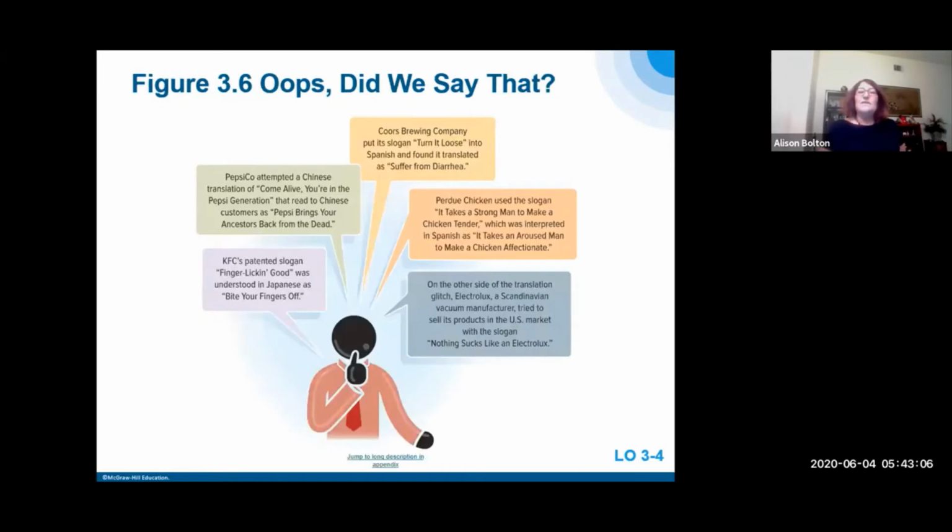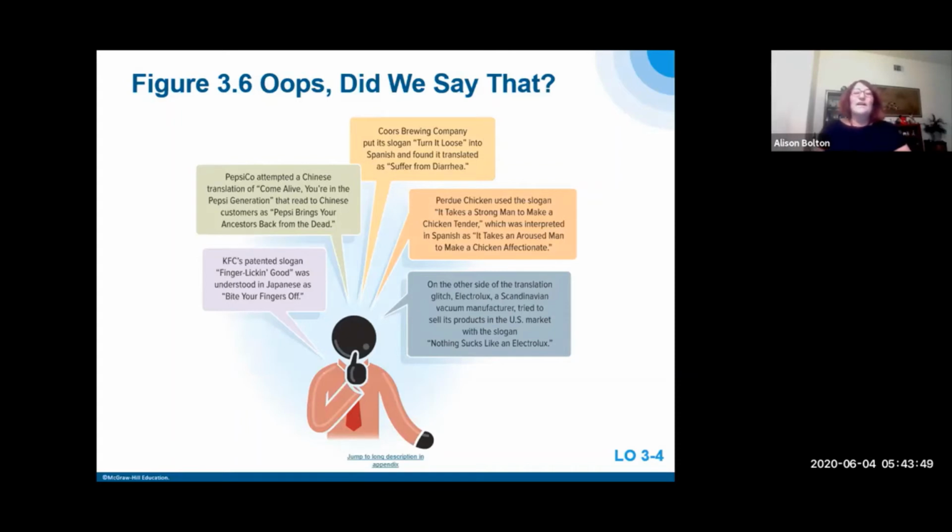And these are the things we need to look at, how we're communicating. Did we say that? There are terms that we in the United States don't realize may be offensive or said wrong. So let's look at these. Let's start at the top with Coors Brewing Company. Its slogan, "Turn it loose," translated into Spanish means "suffer from diarrhea." So we don't want to make the mistake of saying "turn it loose" for something we're selling in Mexico. We have to make sure that terminology is written right.